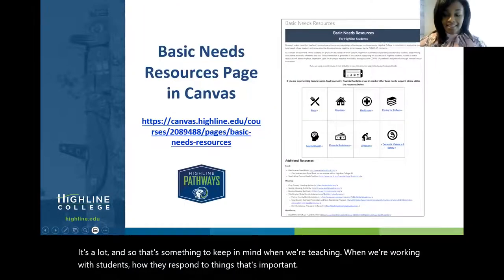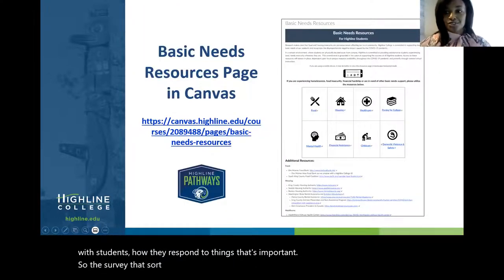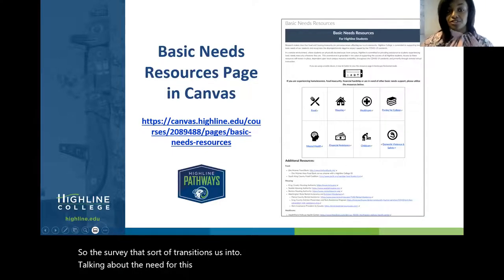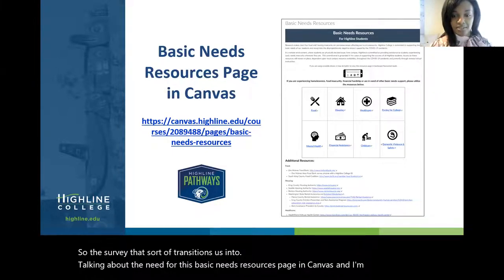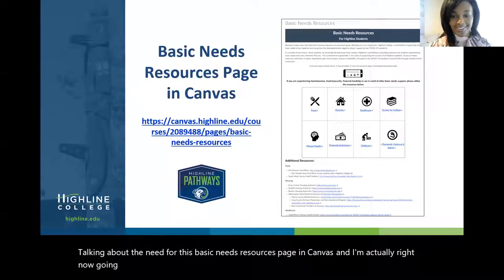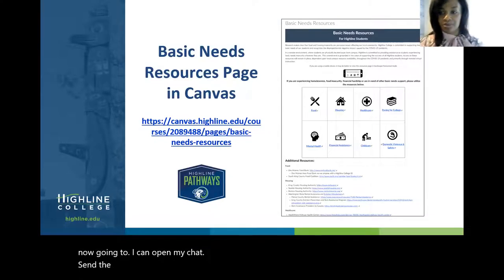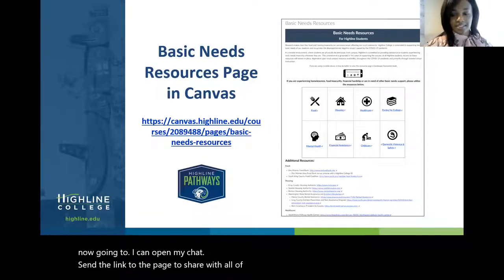So the survey sort of transitions us into talking about the need for this basic needs resources page in Canvas. And I'm actually right now going to, if I can open my chat, send the link to the page to share with all of you. So this is a public page. It's linked in the chat.